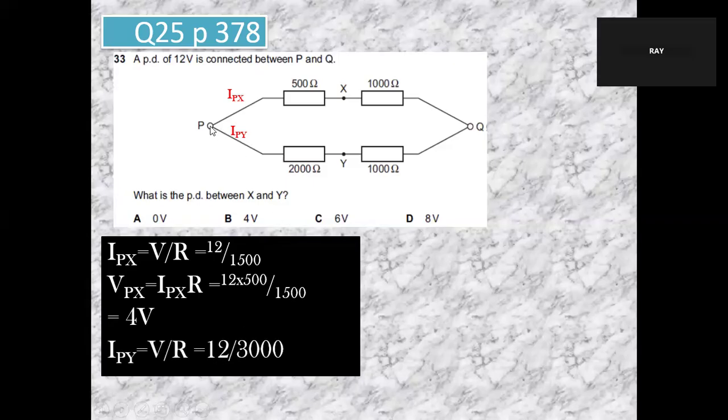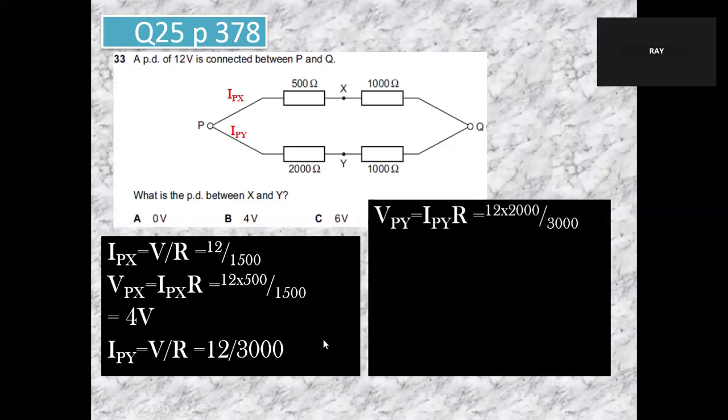Then Py, right? Current through Py, the same thing. Your voltage is 12 volt, 12 volt divided by the total resistance, which is 3000, sorry. Then you want to have potential difference across Py. Then it's just this current times 2000. So you get 8 volt.